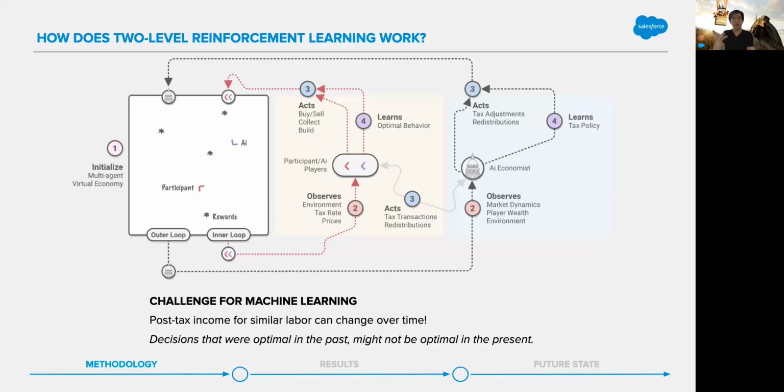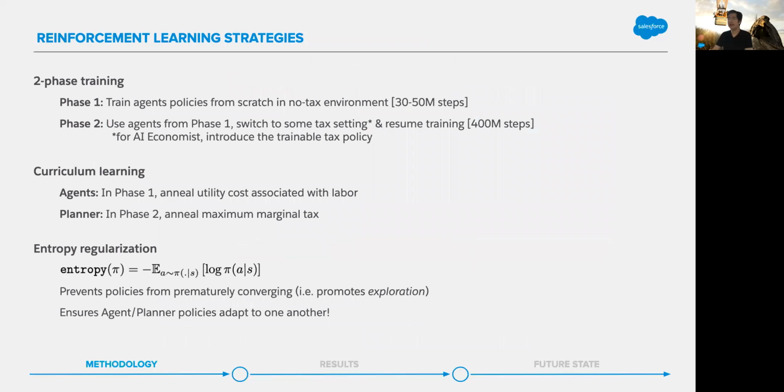So in principle, this back and forth between the planner and the agents could be very unstable. And we found that in order to make these agents and the planner jointly converge to a sensible solution, we had to try a lot of things, first of all. And we discovered that there's a number of things that actually work.